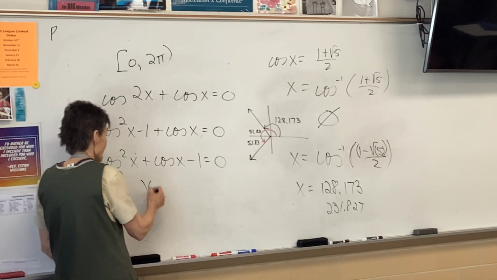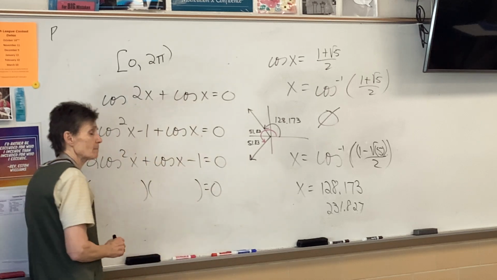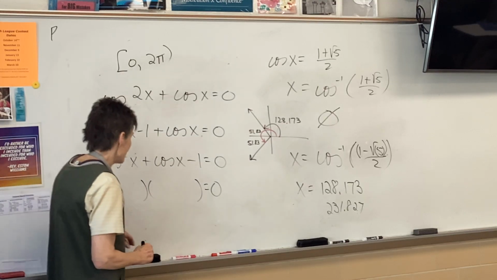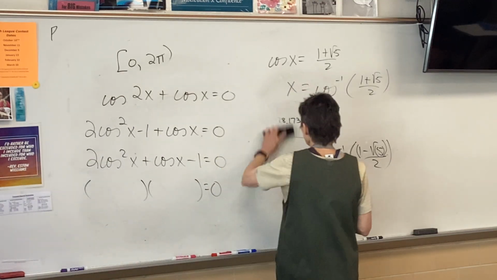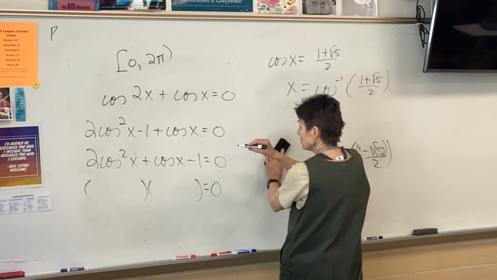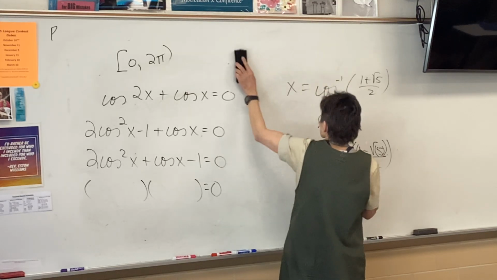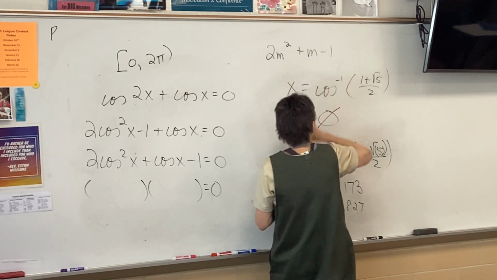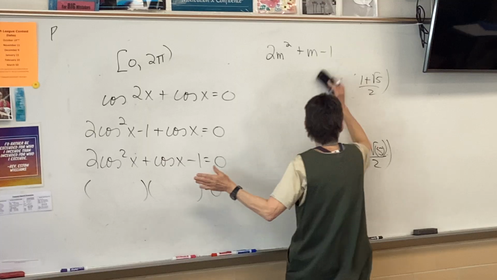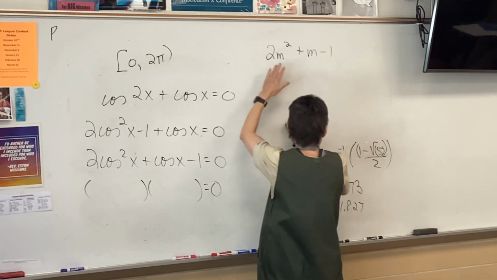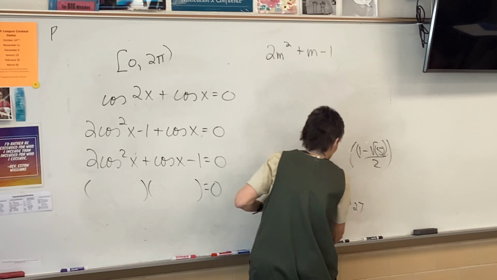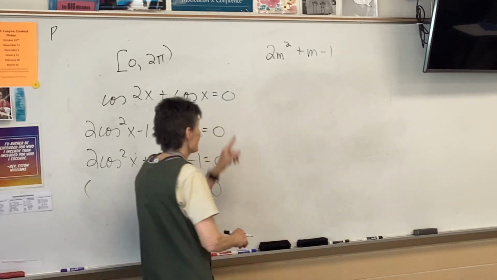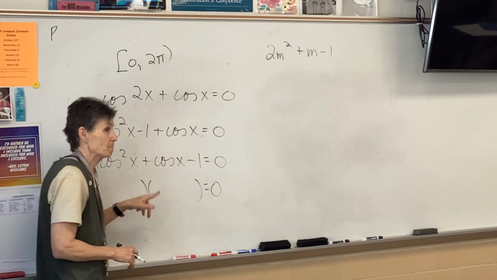And then I heard somebody say you can factor that. I don't want to confuse you even more, but remember, you can rewrite that with a different variable. So like 2m squared plus m minus 1. So instead of having cosine as your variable, make it a letter. I use m, you can use a, or whatever you want. I just like x.